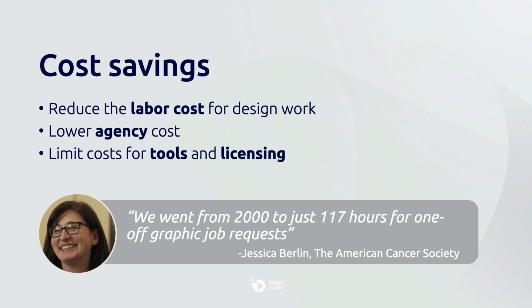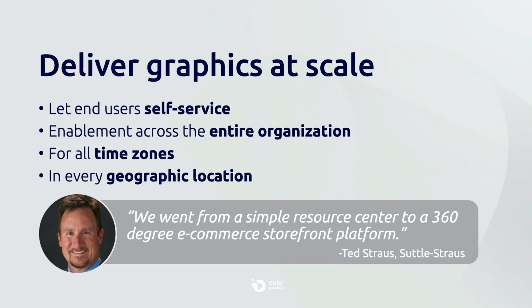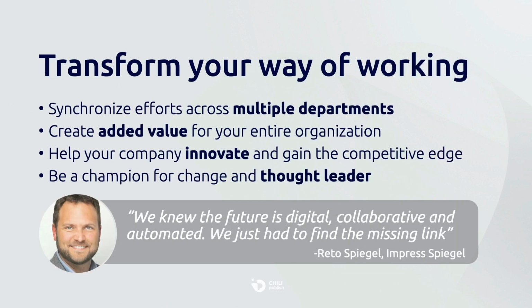There's enormous cost savings to be done here. In fact, at the American Cancer Society, they went from 2,000 hours to just 117 hours for one-off graphic job requests because of the automation. This lets you deliver graphics at scale. And it transforms the way some companies work. Because you're synchronizing efforts across multiple departments and you're creating added value for everybody in the entire organization, you can help your company innovate and be a champion for change.